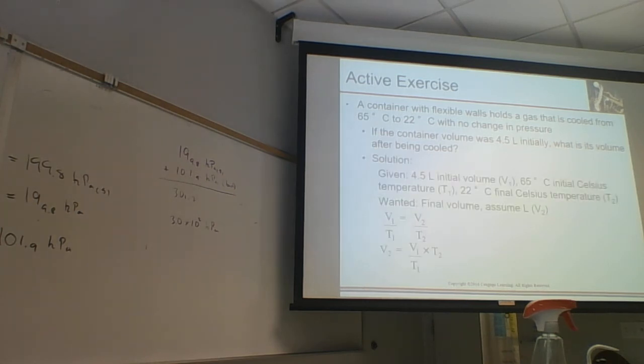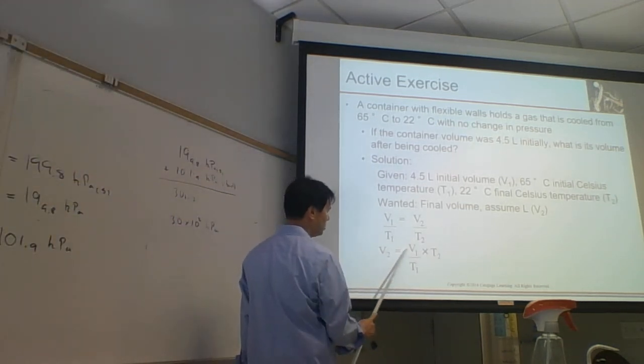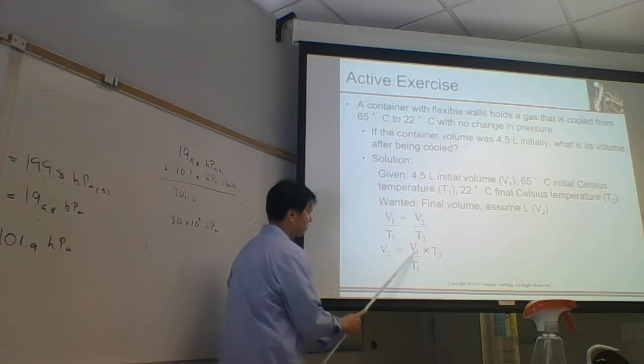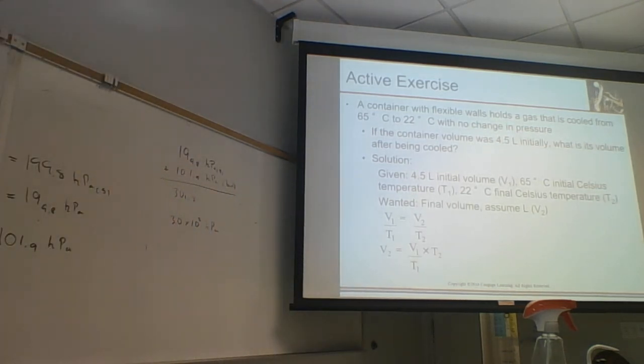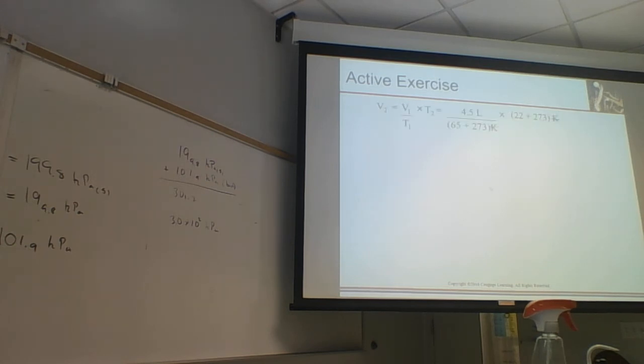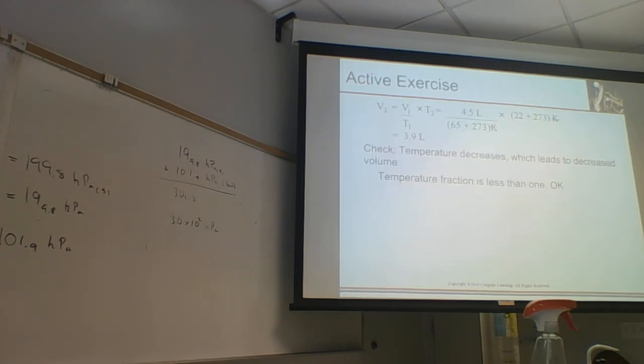Okay, here they rearranged the equation. They didn't get the temperature fraction. I'd like to get the temperature, so I'd like to put the T2 over the T1 here. I don't necessarily like the way they set it up. Here they did the conversions to Kelvin inside the equation itself. It is separate. They get 3.9 liters as the final answer. So yeah, the volume decreases because the temperature went down. So that's Charles' law.